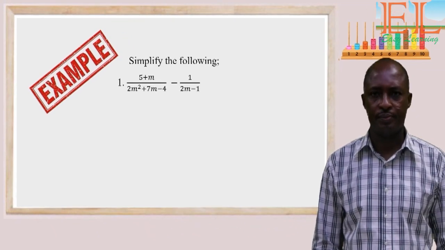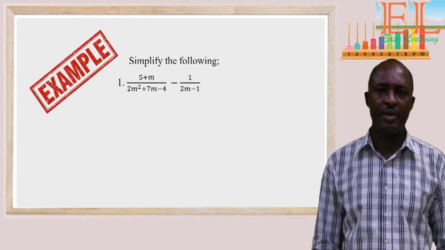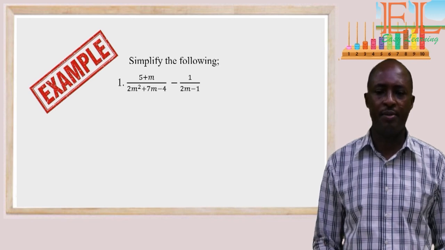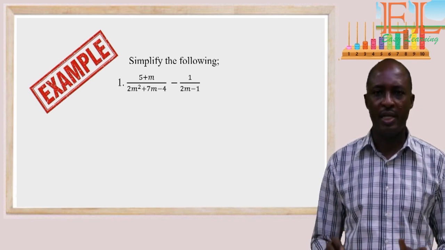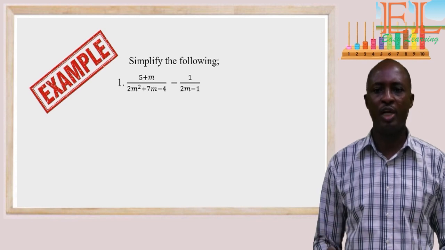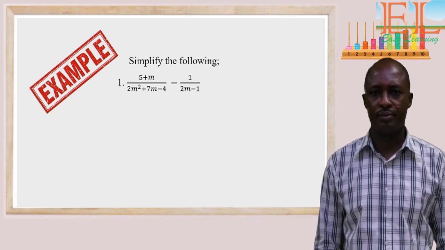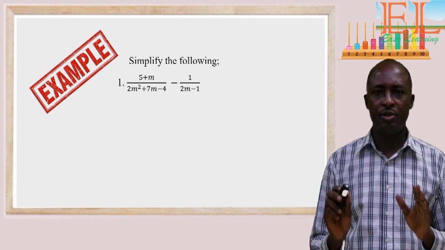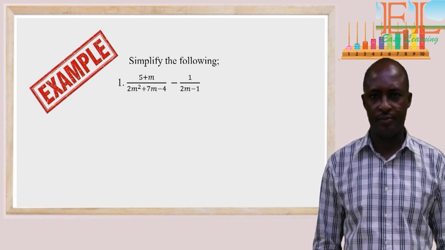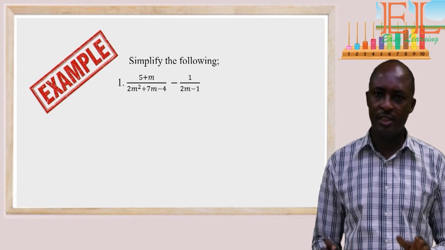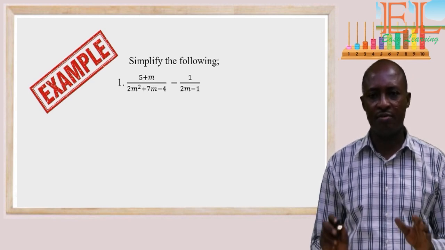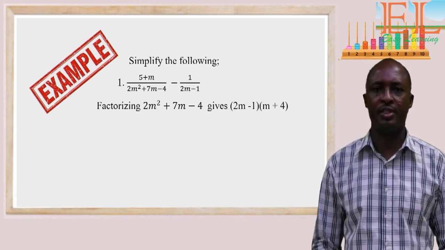Simplify the following. 1. (5 plus m) all divided by (2m squared plus 7m minus 4), minus 1 divided by (2m minus 1). Here you will see that the first numerator is a linear factor, but its denominator is not. So let's try and factorize that into linear factors.